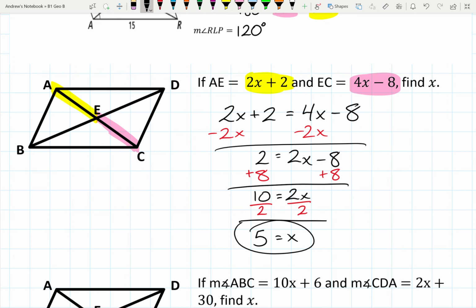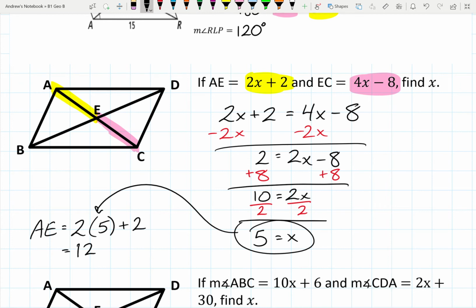Some of the problems may have you then find AE and find EC. All I would do is say I wanted to find out what AE was. I know that AE is 2x plus 2. So what we're going to do is plug that 5 in where I would have had an x. 2 times 5 is 10. 10 plus 2 is 12. What you could do to check your work every time you do one of these is plug it into both of them and make sure that they do come out the same.